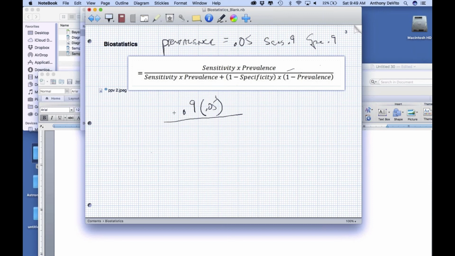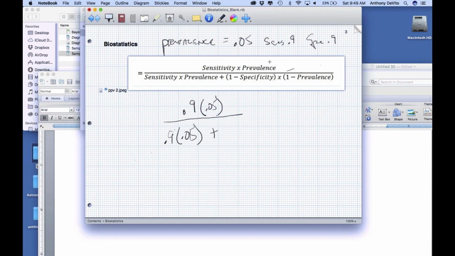Remember, this is the proportion of the population that tested positive. 5% of the population had the disease. 90% of that 5% tested positive. In other words, that times that is 4.5%, right? So 4.5% of the population had the disease and tested positive. So that's the true positives. I'll put them down here also. Those are also true positives.